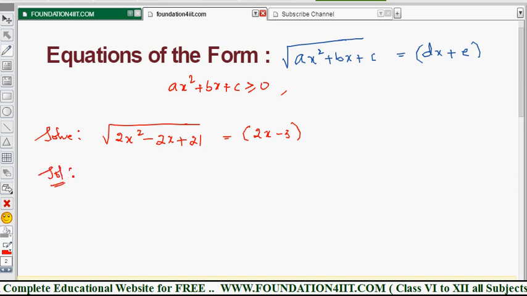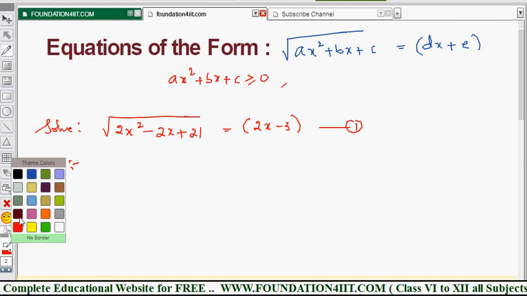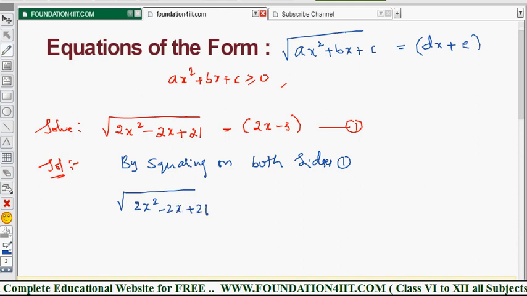Now let us solve this problem first. We'll get two answers, and from those, by satisfying the given equation, the one which is not satisfied is not correct. First let us simplify. Squaring on both sides, because we need to remove the square root. From equation 1, square root of 2x square minus 2x plus 21 is equal to 2x minus 3. Apply whole square on both the sides.